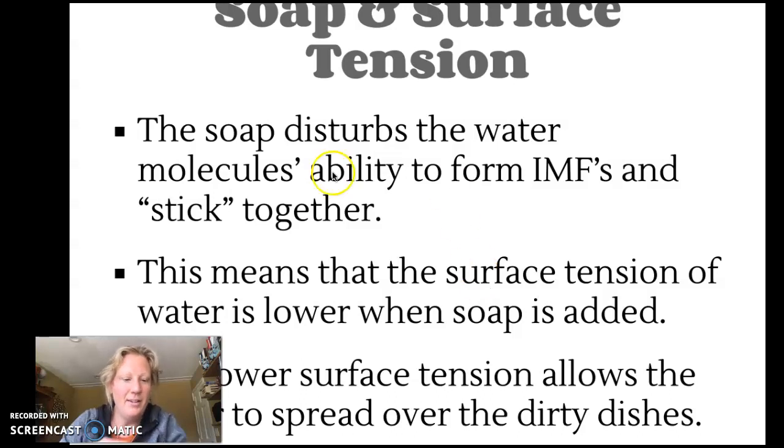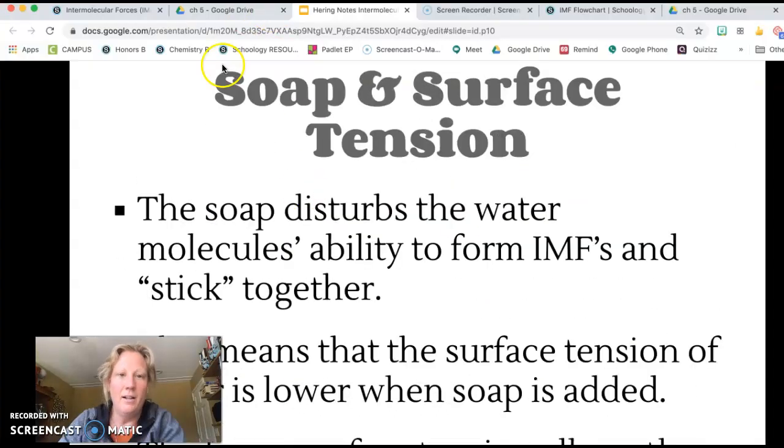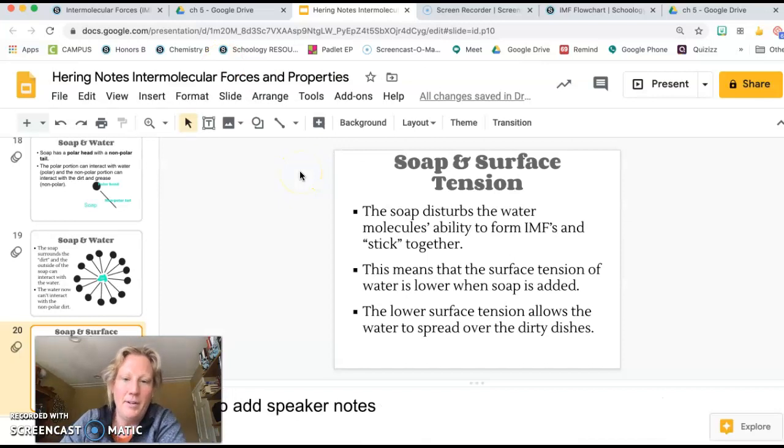I hope that helps you understand how important the properties are. Why things do what they do has everything to do with the bonding, which is related to the shape, which then ultimately tells us whether the molecule is polar or non-polar and what type of IMF it is.